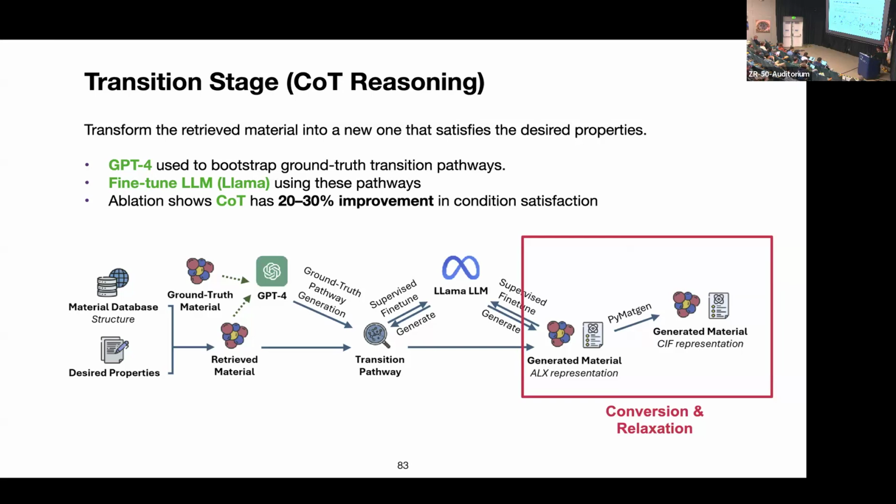Okay, yeah. So basically the core is how you can utilize the existing model's knowledge to generate such kind of reasoning data, right? And then based on this reasoning data, you can fine-tune an open source model to learn this reasoning capability. And in this case, once you have new requirements, it can reason in a similar paradigm and also generate the new materials. So basically, the ablation study shows that such chain-of-thought reasoning has improved more than 20% performance in condition satisfaction.